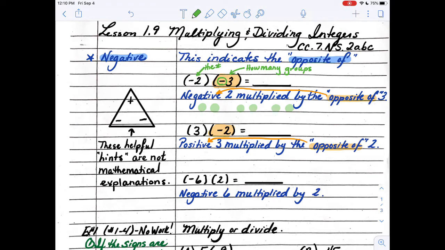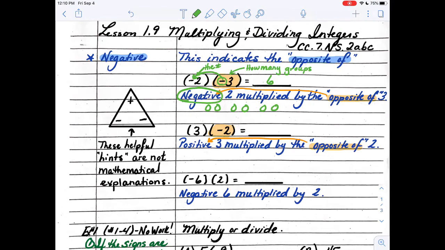It's not just saying 3 groups. It's saying the opposite of 3 groups, which means those negatives that we had in these groups aren't going to be negative anymore. They're actually turning to positives. This is flipping that first sign to its opposite. So it is positive 2, and 3 groups of those positive 2's, which gives me an answer of positive 6.